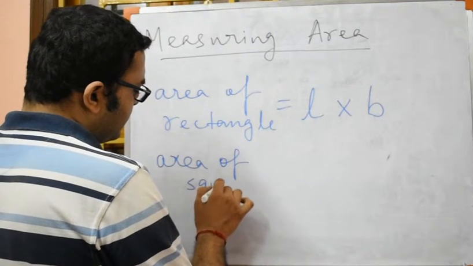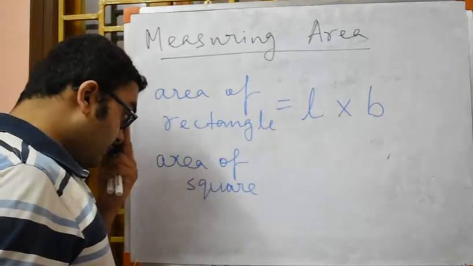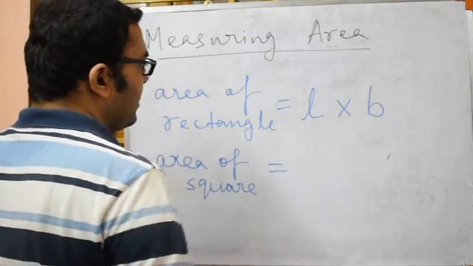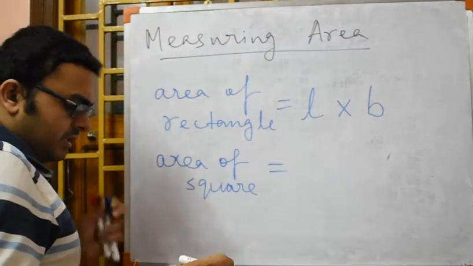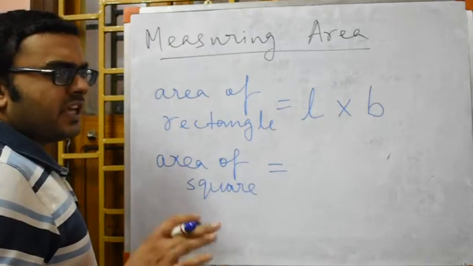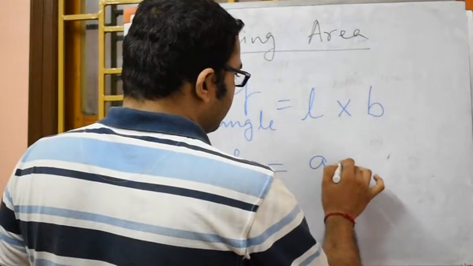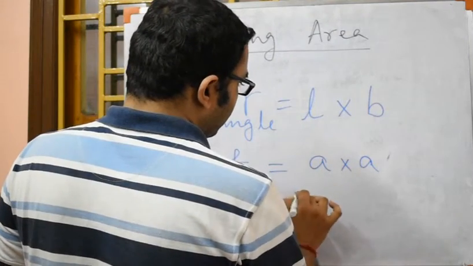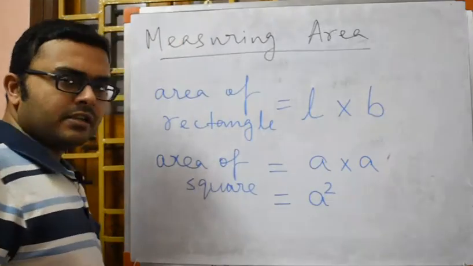Likewise, if I want to measure the area of a square, I have to first measure the length of one side of the square. As you know, in a square all the sides are of equal length. So if I consider that the side of the square has a length A, then I should get the area of the square as A into A, or rather A square. So this is the area of the square.